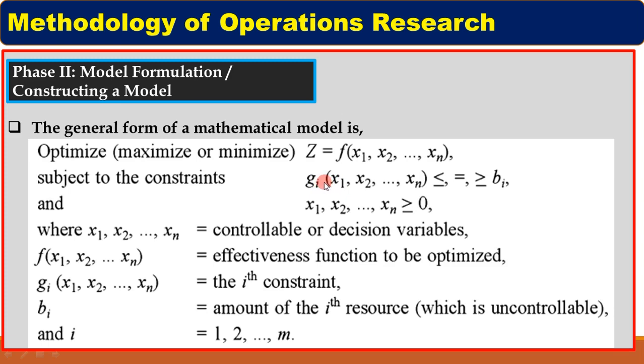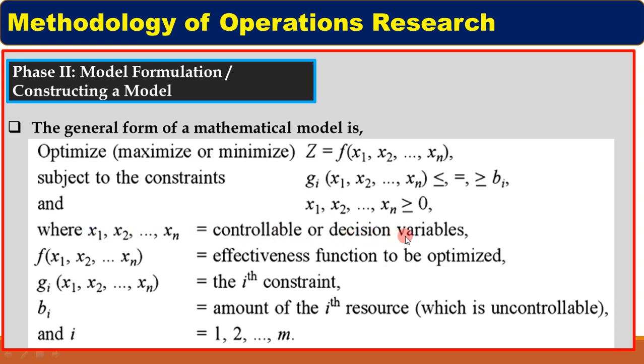the problem statement. And this x1, x2, up to xn, which is present in the objective function and also in the constraint equation, is nothing but a decision variable, and it is always greater than or equal to 0. So let us see this. What is this x1, x2, xn? It is a controllable variable, or we call it decision variables.